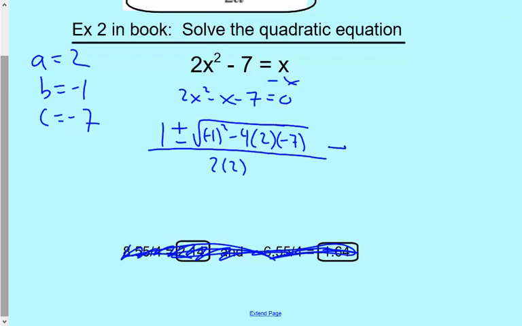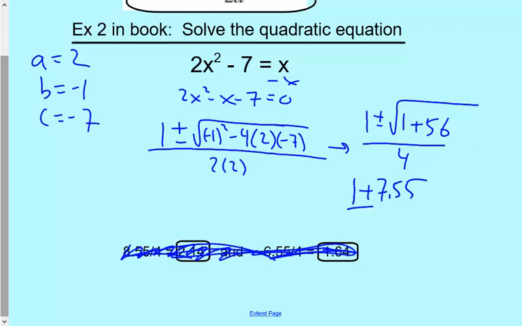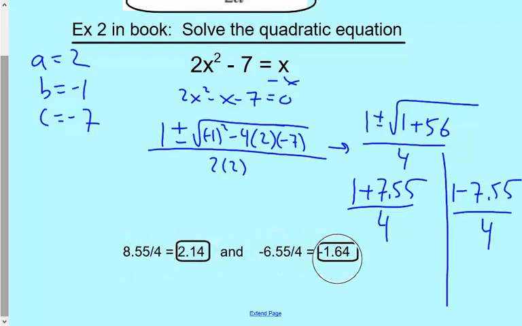Okay, so this goes to 1 plus or minus the square root of 1. Negative 1 times negative 1 is 1, plus 56. Negative 4 times 2 is 8, times negative 7 is 56, all divided by 4. Okay, the square root of 57 is 7.55. So I have 1 plus 7.55 divided by 4, and then 1 minus 7.55 divided by 4, and that is where you come up with your two answers.